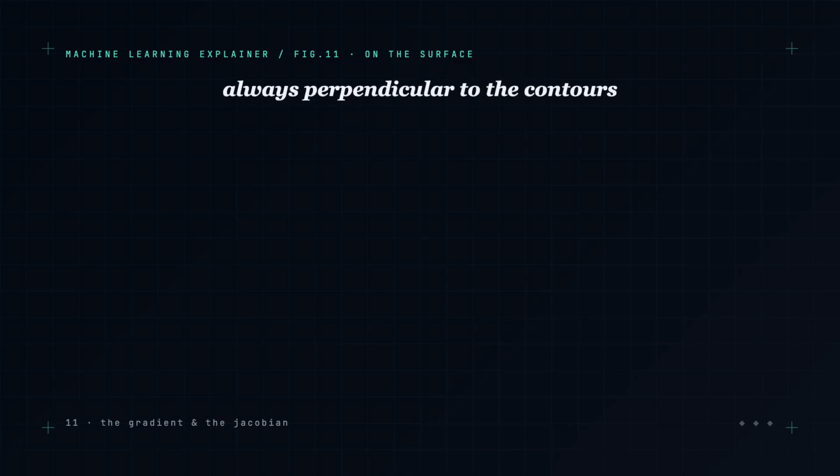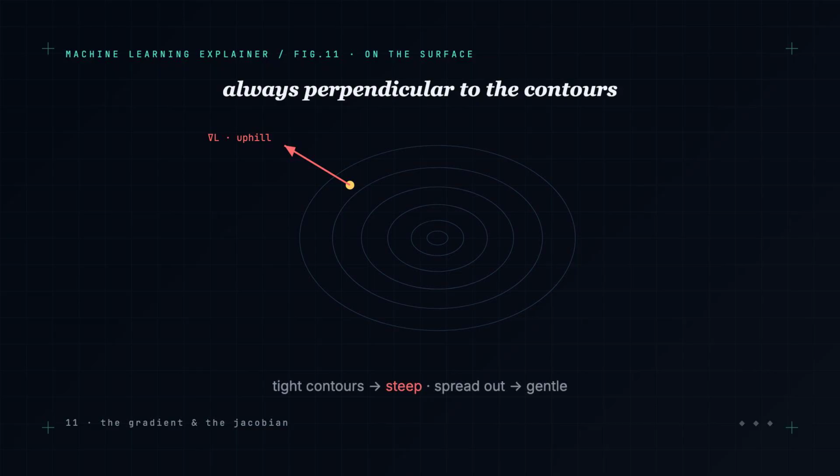Picture the loss as a landscape drawn as a contour map. At any point, the gradient arrow points straight uphill and always perpendicular to the contour lines you are standing on. Where contours are tightly packed, the slope is steep and the gradient is long. Where they are spread out, it's gentle. The gradient is the compass of the whole surface.